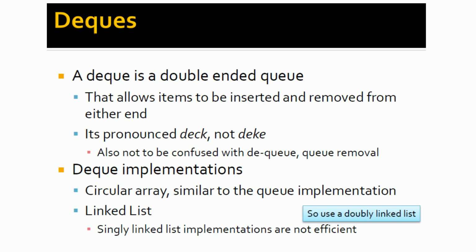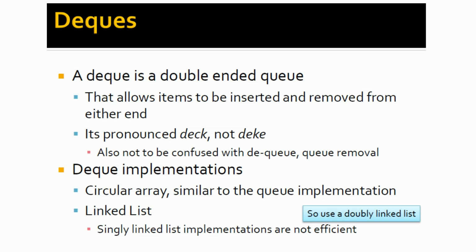This short lecture is about Deques, or double-ended queues. A deque is a double-ended queue that allows items to be inserted and removed from either end.